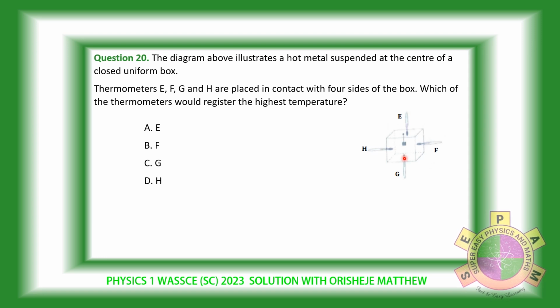So if you heat up the box, the hot air will move up while the cold air will move down. So among these thermometers, G is going to measure the lowest temperature, and then hot air rises while cold air falls down. So the hot air will be at the top, so the top of this gas is going to be containing the hot air.